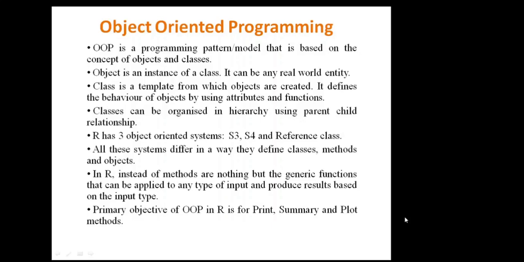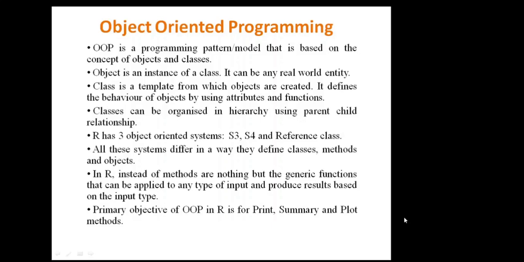That is, a student can be an object, a person is an object, an animal is an object, or any real world thing that has some existence is called an object. And what is a class? A class is a template from which objects are created. Basically, a class is a logical thing, and it is used to define the behavior of an object by using some attributes or properties and some functions.